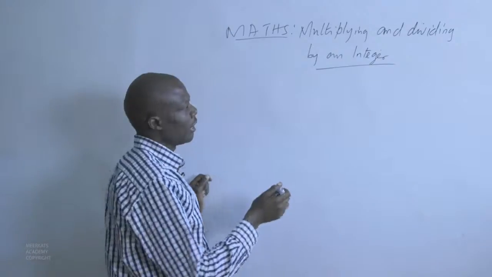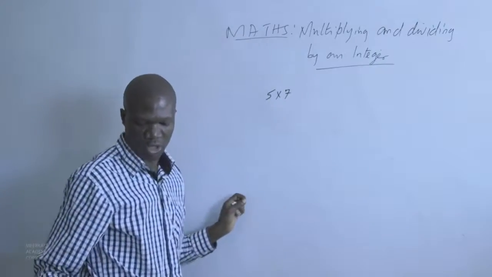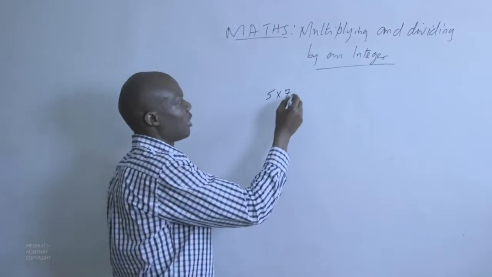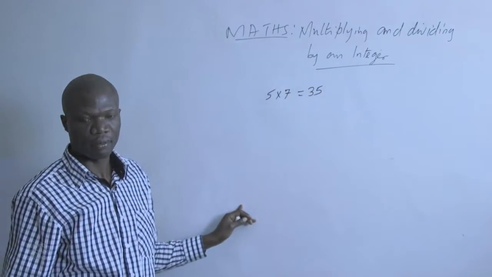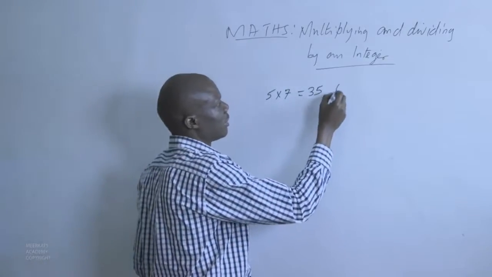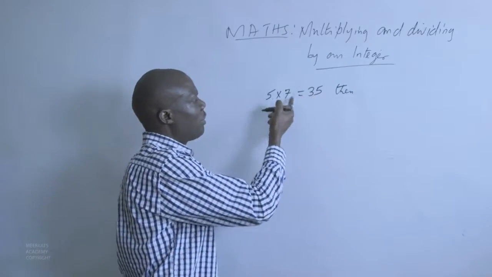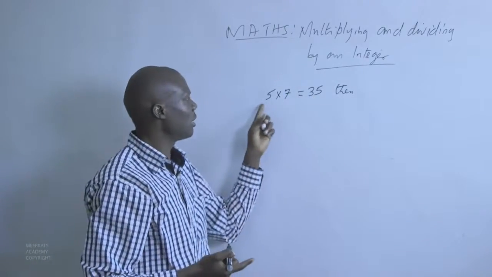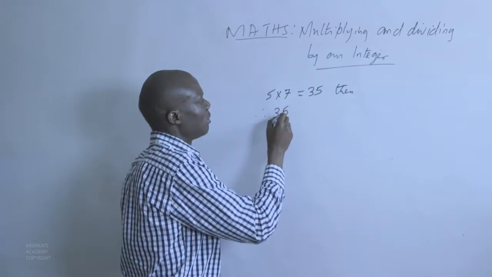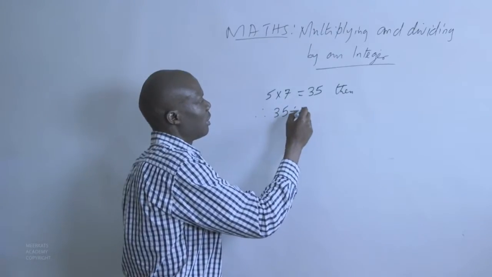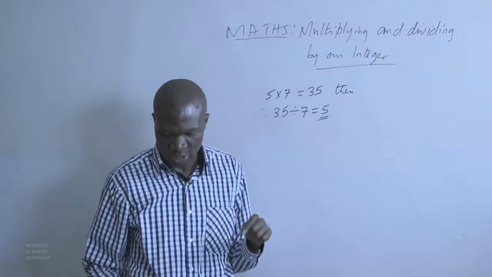When you take 5 times 7, these are all positive integers, it will give us 35. Then for this case, we can say that 35 divided by 7 is 5. Therefore, 35 divided by 7 is equal to 5. It is a true statement.